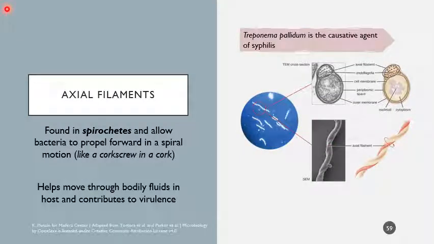Axial filaments you might have actually seen when you did the first lab, or if you looked at pictures of Treponema pallidum. Axial filaments are found in spirochetes or spirilla. These allow the bacteria to kind of move forward again, kind of like a corkscrew, but more of a constrained spiral motion with no runs and tumbles. This is really useful for these bacteria, not for us, but for the bacteria, because it helps them move through bodily fluids and then really embed themselves in the host.